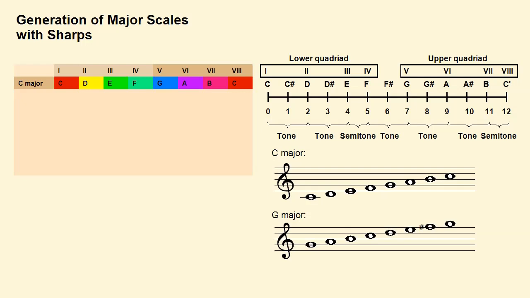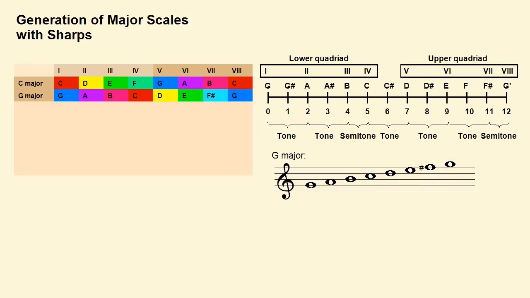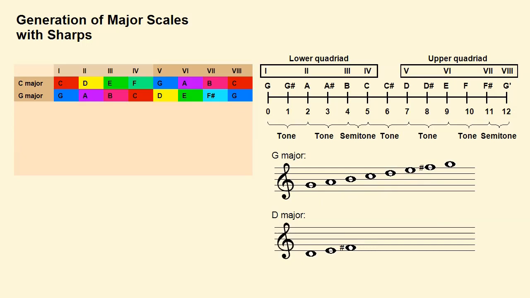Let's repeat this process on the table. Incorporation of the lower quadriad of the G major scale. Incorporation of the upper quadriad of the G major scale. Let's continue the process by taking the G major scale as the basis to create the D major scale. The upper quadriad of the G major scale is also the lower quadriad of the D major scale. Note that we have incorporated it 1 octave down.